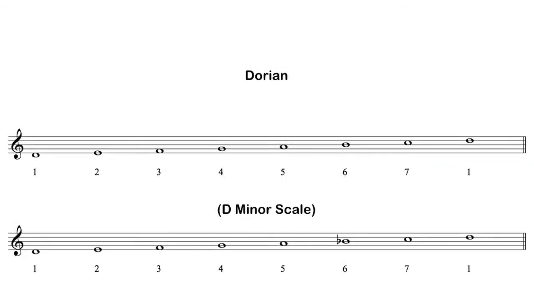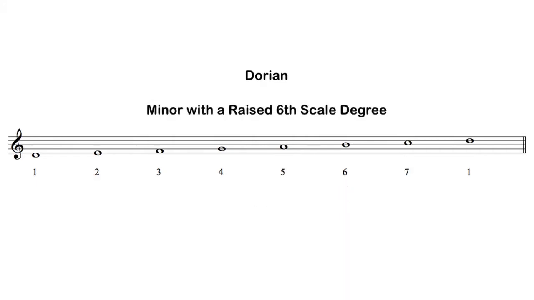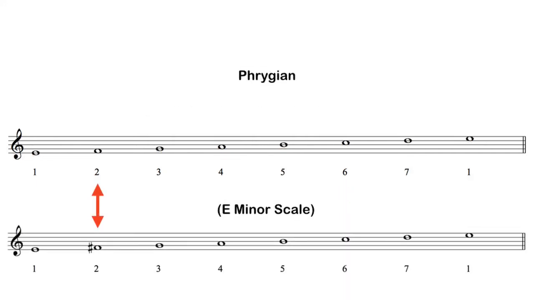Taking our minor sounding modes, our Dorian scale sounds like the natural notes between D and D, and you'll notice that that sixth scale degree is a half step higher than what we expect in the natural minor scale. So our natural minor scale would be, and we raise that sixth modal degree, creating a Dorian mode. Our Phrygian scale is a natural minor scale in which we lower the second scale degree.